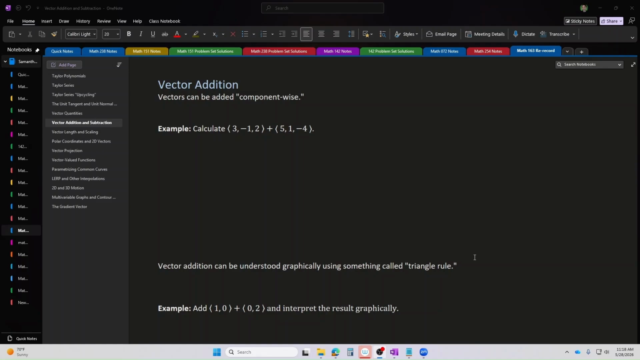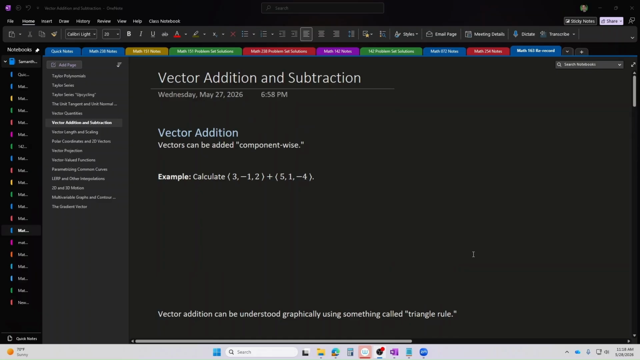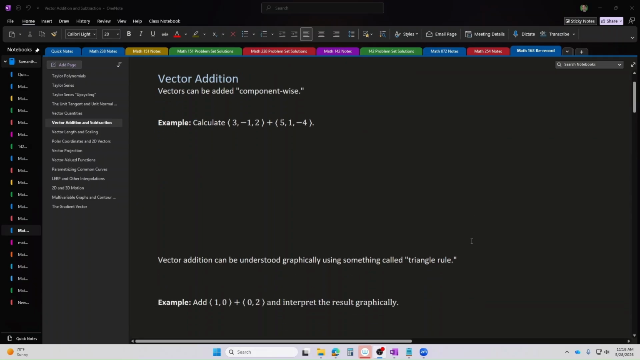Alrighty, in this video we're going to be talking about how vectors can be added and subtracted and what vector addition and subtraction looks like graphically, as well as some examples of real-world problems that vector addition and subtraction can be used to solve. So vectors are added what we call component-wise.